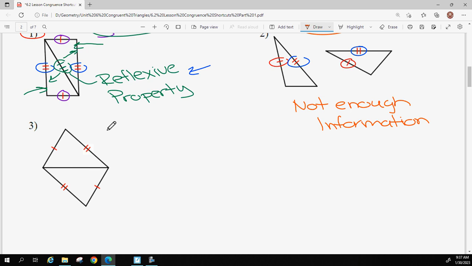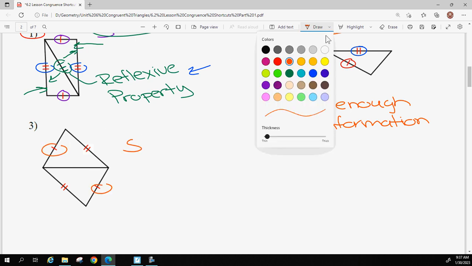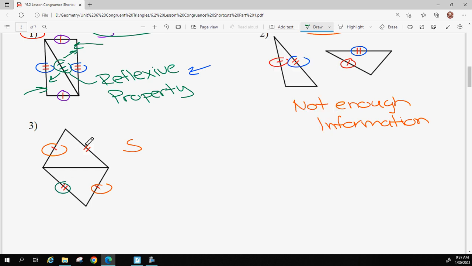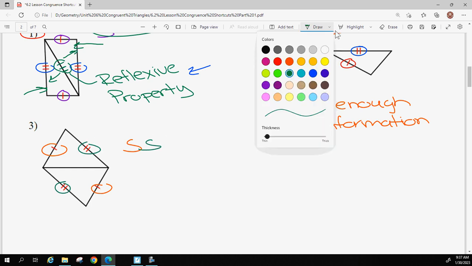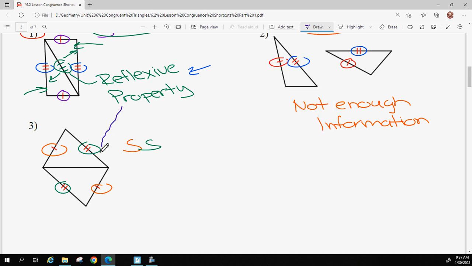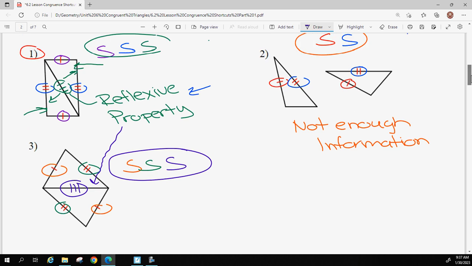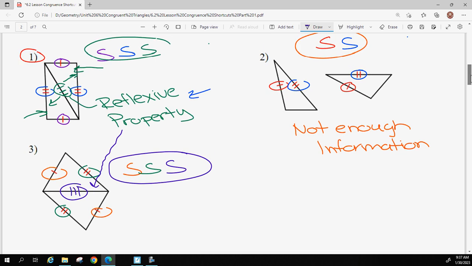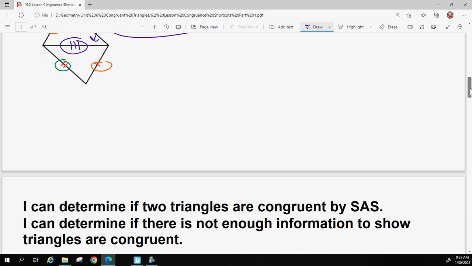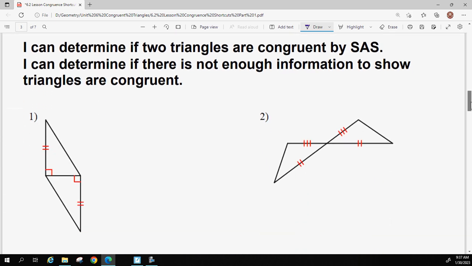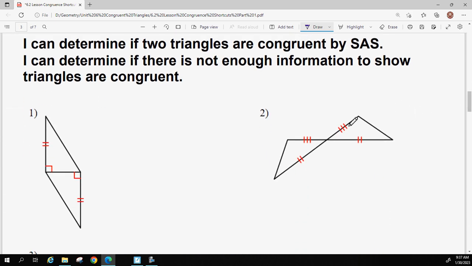If I look at this one, again, I'm matching up the pairs that are marked. And then I'm looking for an overlap. I have an overlap here. I have the reflexive property. And so I can mark this up and say that's a third pair of sides. And so these two triangles are congruent by side, side, side. So the more we do these, the more you practice these, the better you'll be able to recognize them.